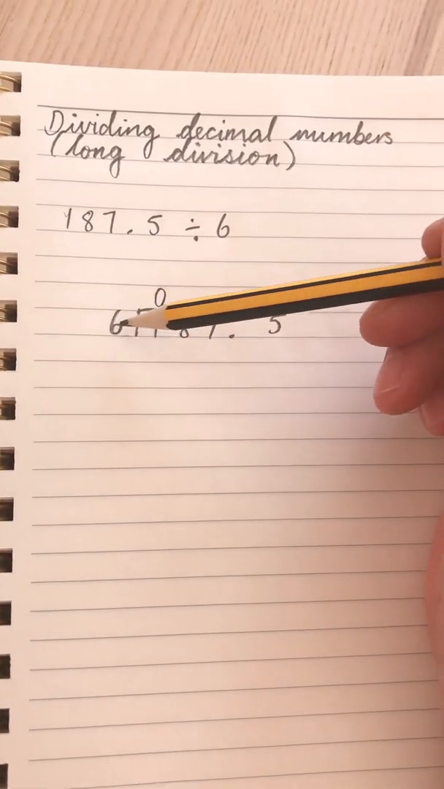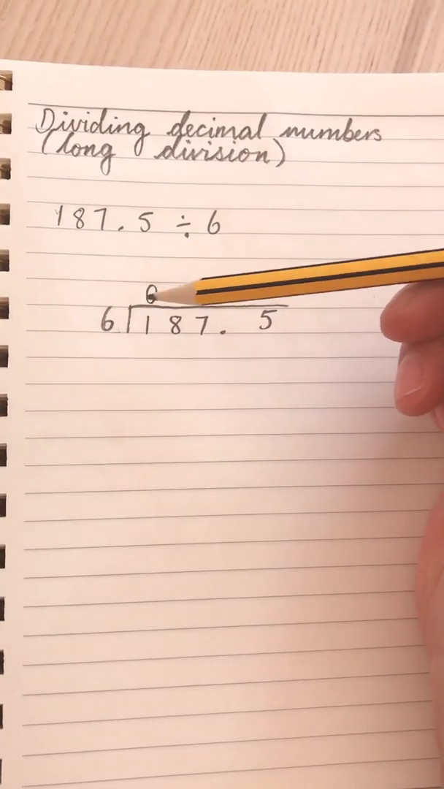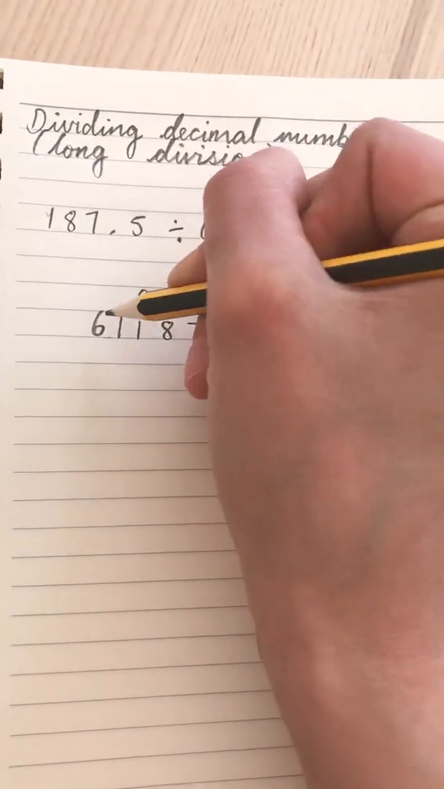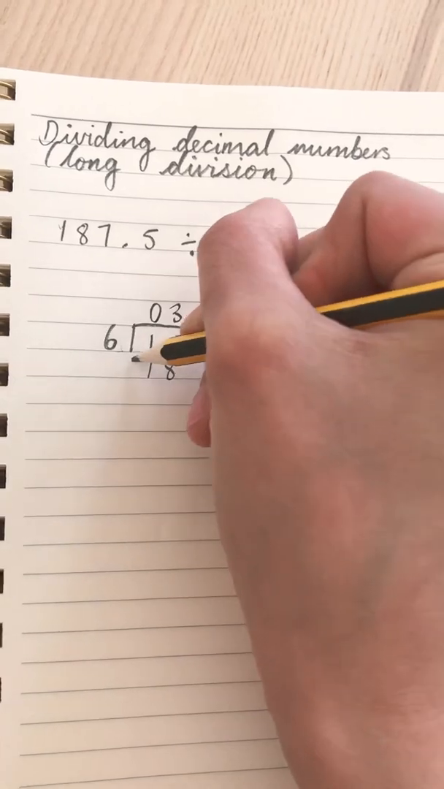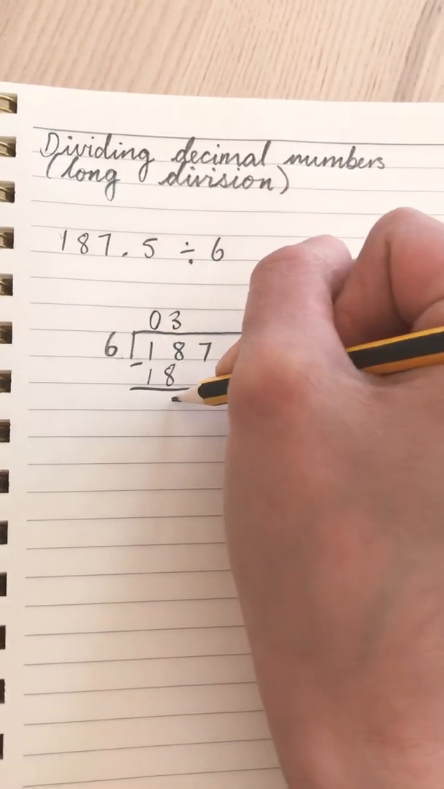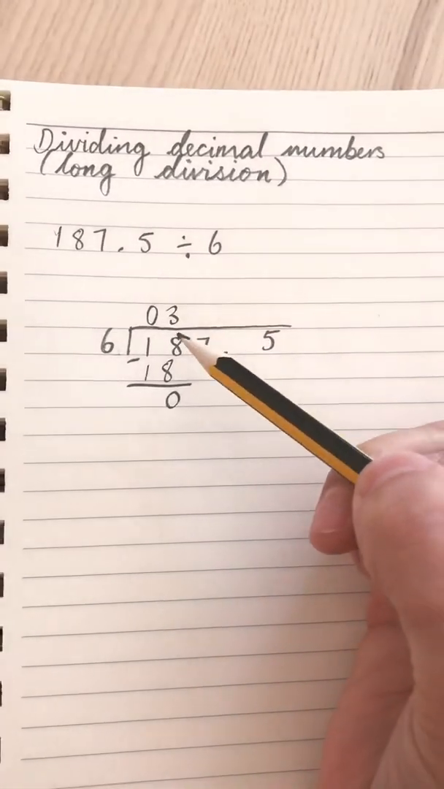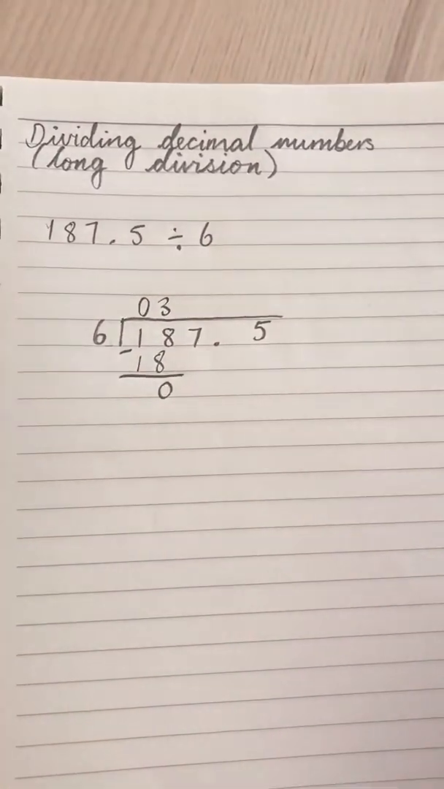And how many groups of 6 can we make from 18 tens? Well, we can make 3 groups. 3 times 6 is 18. Do we have any remainders? No. Okay, because that goes in perfectly. 3 lots of 6 is 18.